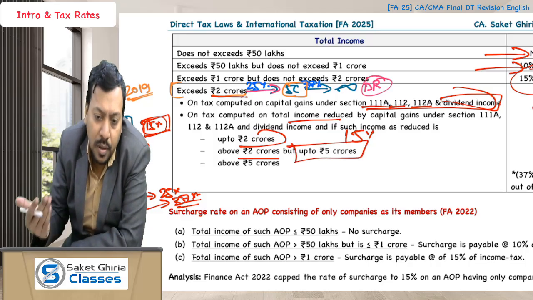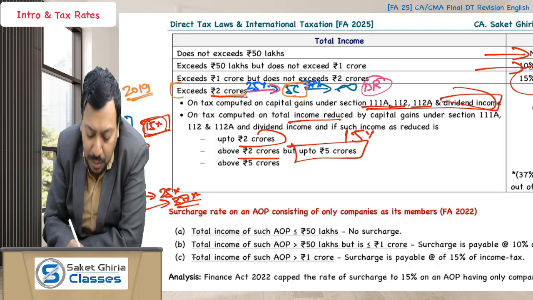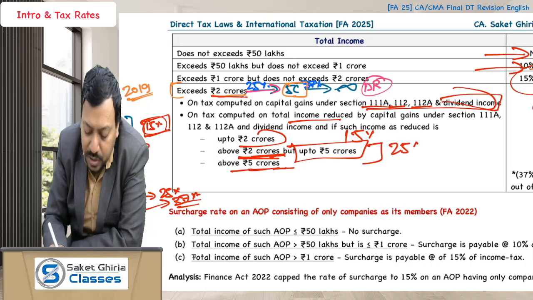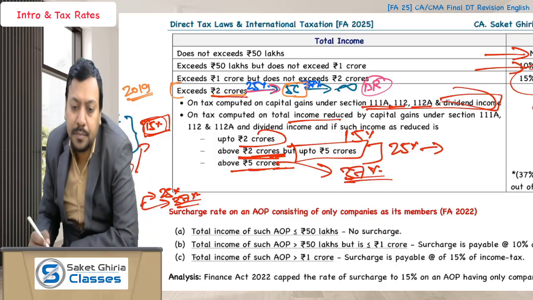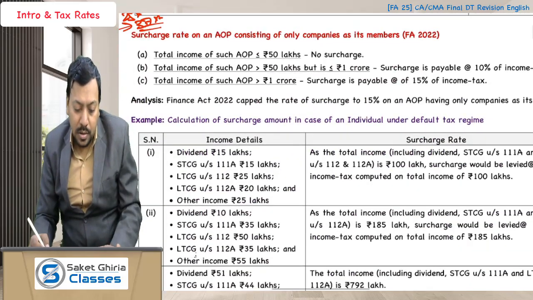You have said in the default regime there is no condition of 5 crore. Yes, you are right. If the income is above 2 crore, in the default regime it is 25%. In the optional regime, above 2 crore to 5 crore it is 25%, but above 5 crore it is 37%. I hope you got the point.